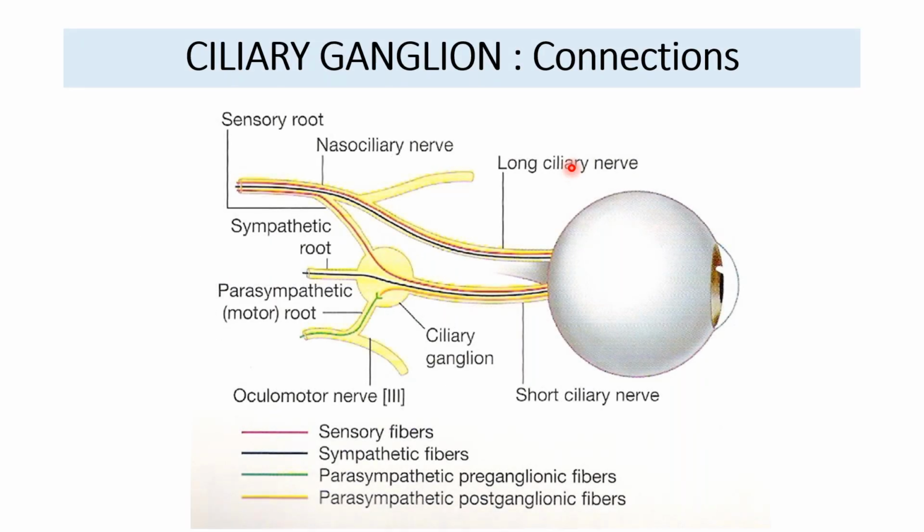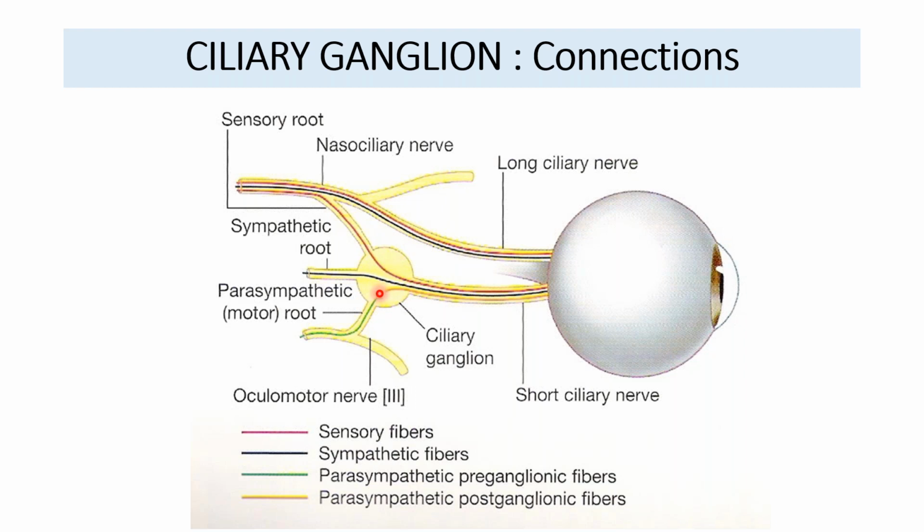Now this is very important. Learn about the connections of the ciliary ganglion. So what was the role of the ciliary ganglion? I've told you the ciliary ganglion was the relay station for the effect on the ciliaris muscle and constrictor pupillae muscle. So this was the relay station.